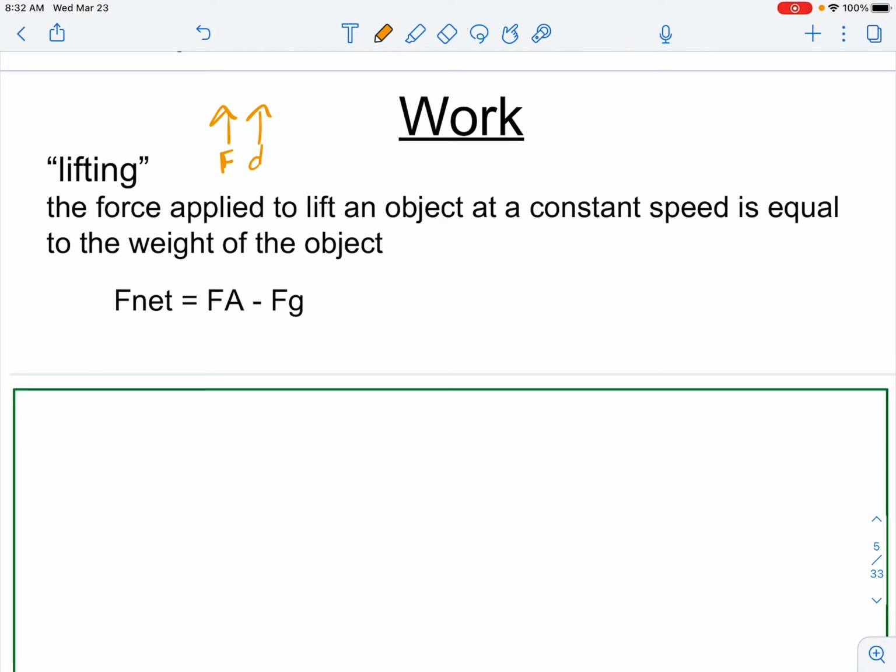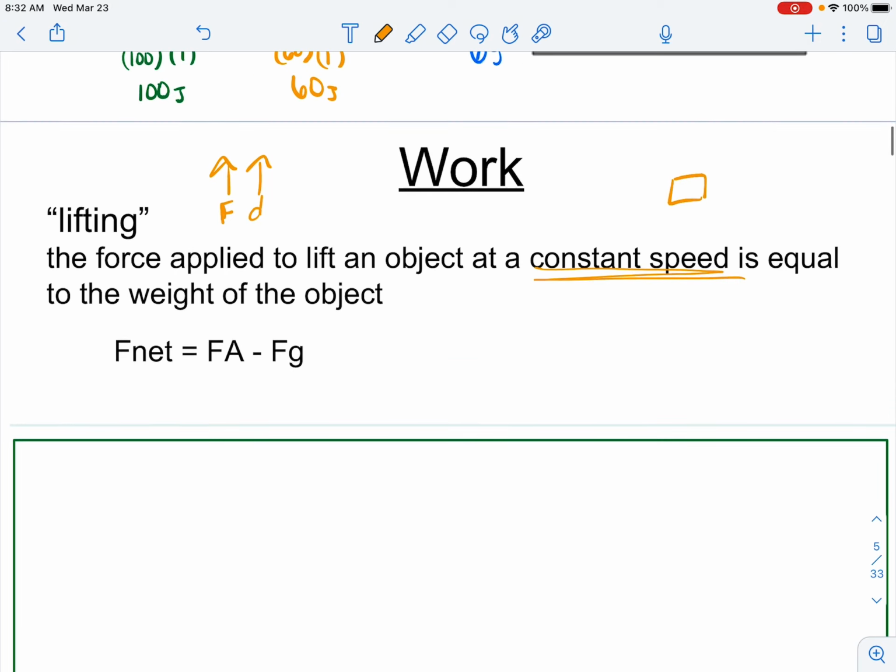Now it says here that the force applied to lift an object at a constant speed is equal to the weight of the object. So we're going to do a brief little review of forces. This object has a force downward caused by gravity, and it has a force upward, and this would be my applied force because I'm lifting it. So we know that these two forces must be the same value in order for my object to be lifted at a constant speed. Remember, force is equal to mass times acceleration.